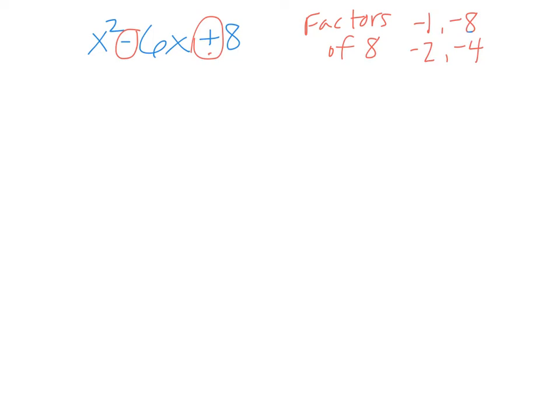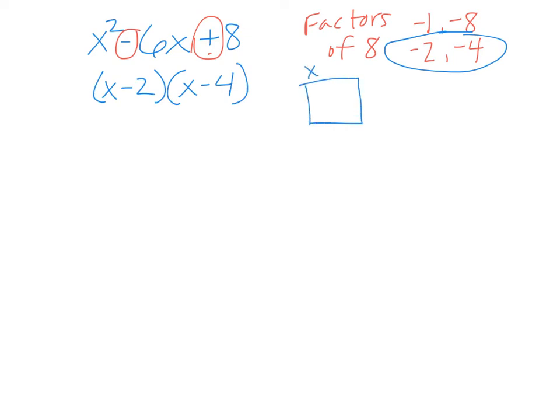Yeah. So that means we've got x minus 2 times x minus 4. Again, if you need to check this, you can. Looking at our box, x and minus 2, x and minus 4, we've got x squared minus 2x minus 4x, and -2 times -4 is a positive 8. So we can see we're going to end up with what we started with.